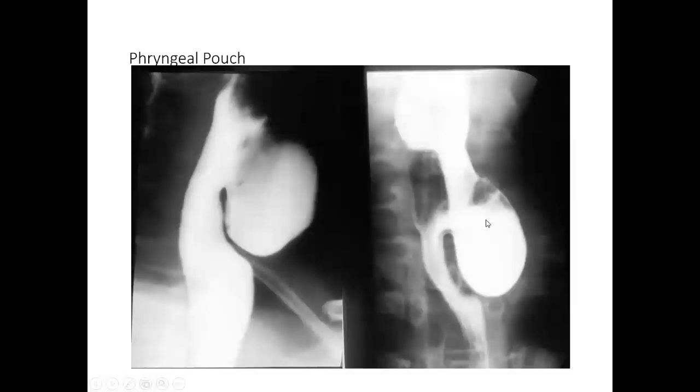So pharyngeal pouch should be considered in case of chronic dysphagia. Acute dysphagia might be due to foreign body ingestion or an infection like retropharyngeal abscess or a pharyngeal trauma. Chronic dysphagia, one cause can be pharyngeal pouch. Of course, malignancies in the esophagus can also cause dysphagia.